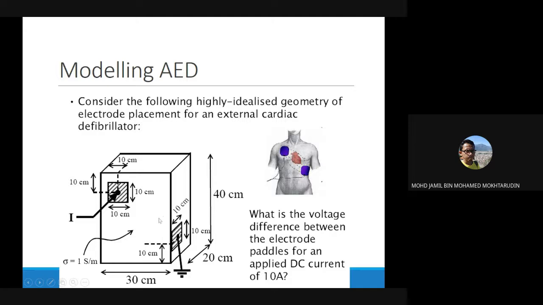What we want to see here is how much current is actually flowing inside the abdomen or body, and we can analyze a lot of things from here. But this is an ideal geometry, meaning it's not really a human geometry, but a simplified representation of one. Here, what we want to study is the voltage difference between the electrode pads when you apply a DC current of 10 ampere at the top electrode.